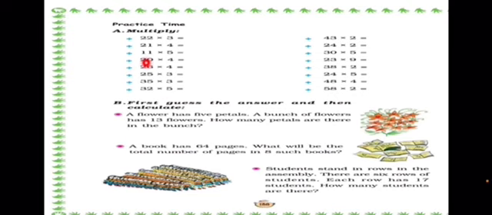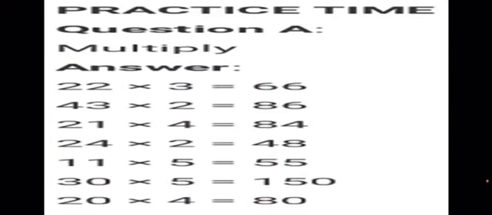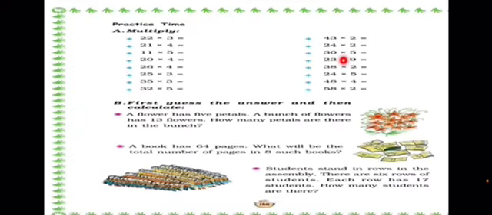Now 11 multiplied by 5. So 11 can be 10 plus 1. So 10 times 5 is 50 and 1 5s are 5. So 50 plus 5 is 55. Now let's check our answer. Yes, 55 is the answer. 30 multiplied by 5. So 30 as it is, it's already in 10s. So we don't need to partition this. So 3 5s are 15. Don't forget the 0 over here.